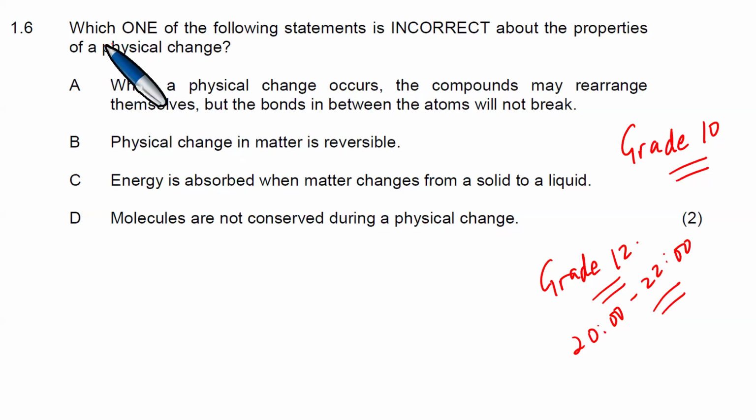Now, which one of the following statements is incorrect about the properties of a physical change? When a physical change occurs, what is a physical change? There can be a change from solid to liquid or to a gas. When a physical change occurs, the compounds may rearrange themselves, but the bonds between the atoms will not break. Physical change in matter is reversible. Which one is incorrect? Energy is absorbed when matter changes from a solid to a liquid.